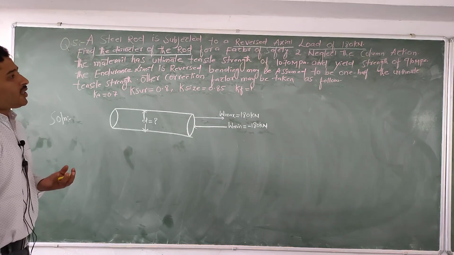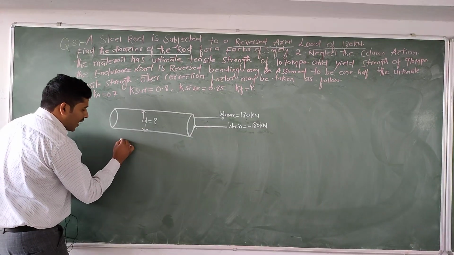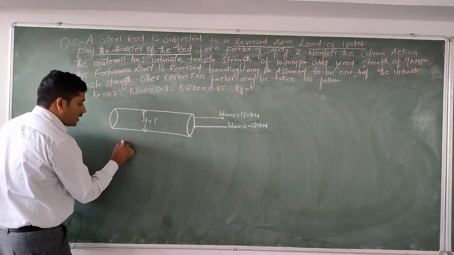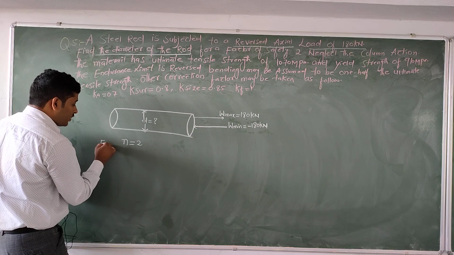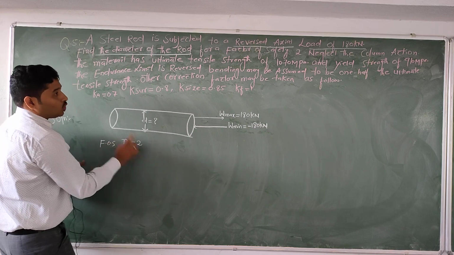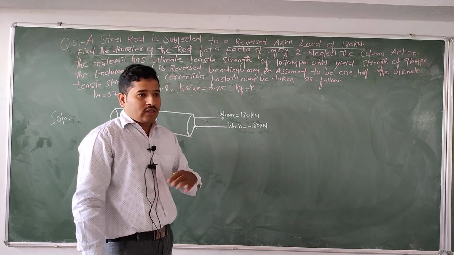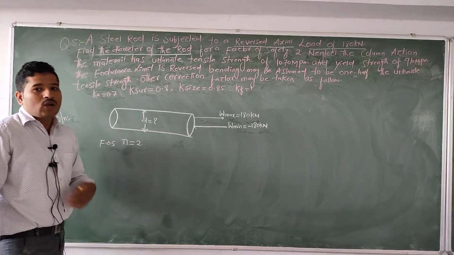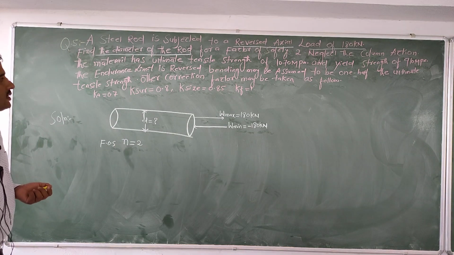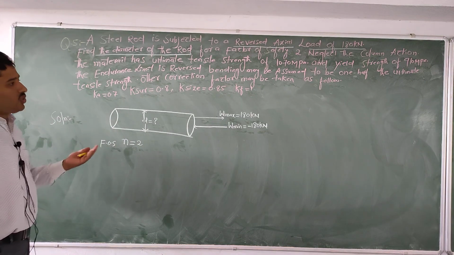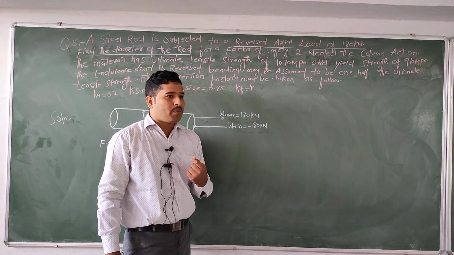Okay, the factor of safety of this material is given, represented by small m equal to 2. The factor of safety of this material, how much is given? 2. Neglect the column action. There is no need to consider the column action in this case. Okay, the material has ultimate tensile strength. How much is given? 1070 megapascal.